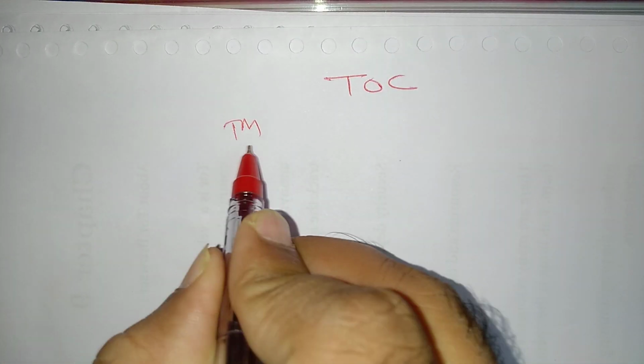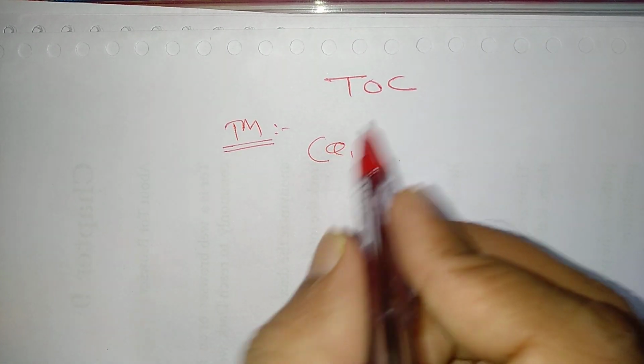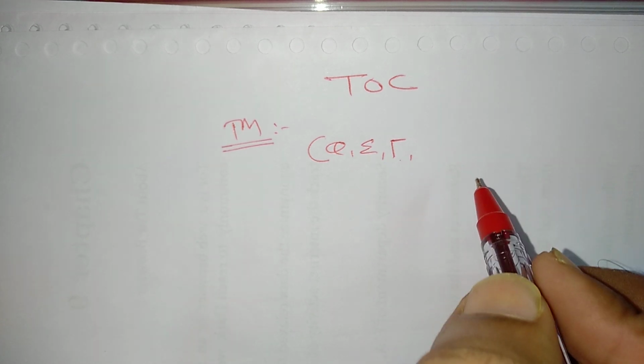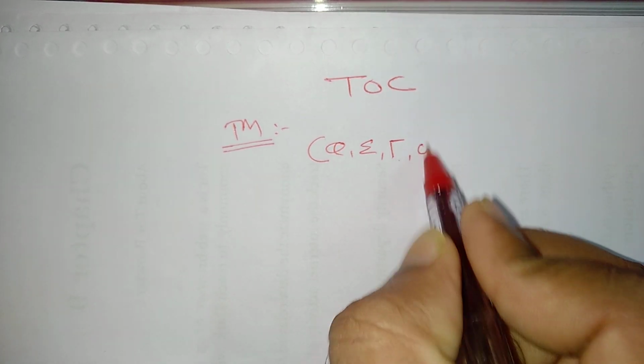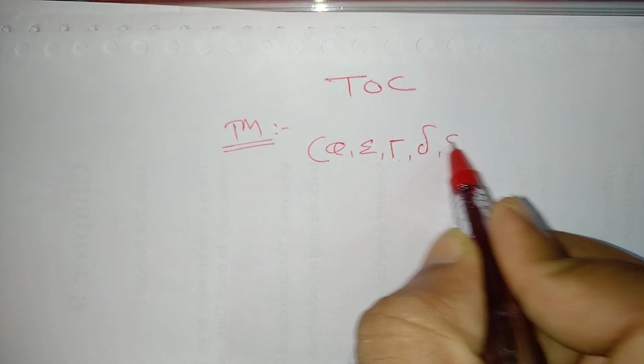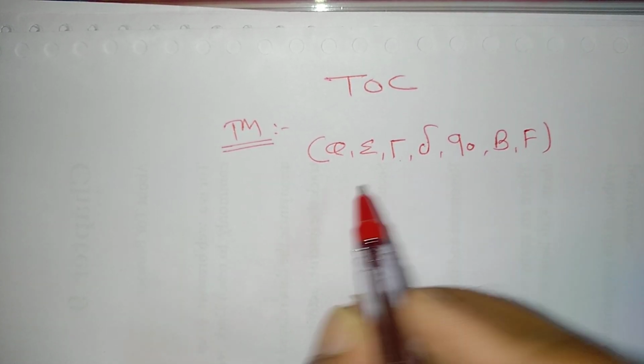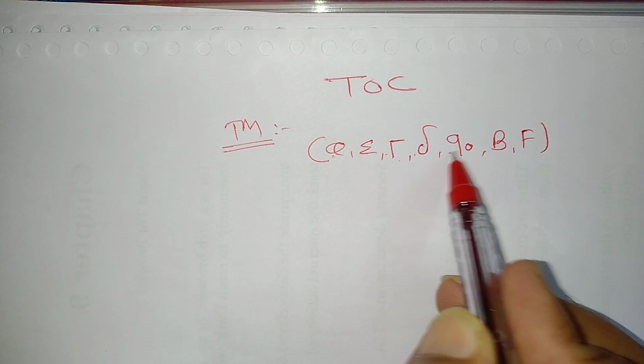Hello all. In today's lecture we are going to see a Turing machine example. Before that we will see the tuples of a Turing machine. How many tuples do we have? We'll first write and then calculate: Q, the number of states; the input symbols; the tape symbols; delta; Q0; the blank symbol; and the final state. 1, 2, 3, 4, 5, 6, 7.